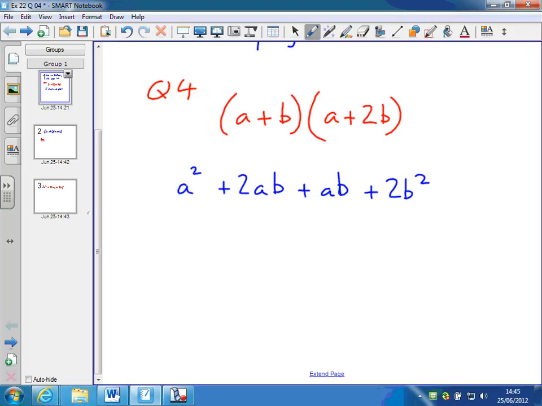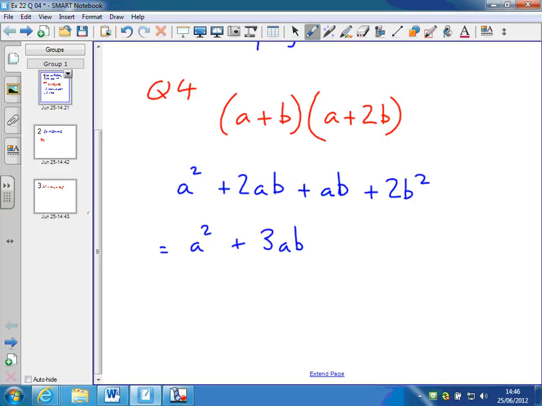Now, tidying up, I see that collecting like terms is a possibility. There's only one term involving a squared, so that's got to stay as it is. But if you look at the 2ab and the ab term, they're the same term. They're both in terms of ab. So I can add them together. 2 lots of ab plus another lot of ab is 3 lots of ab. So this equals a squared plus 3ab.